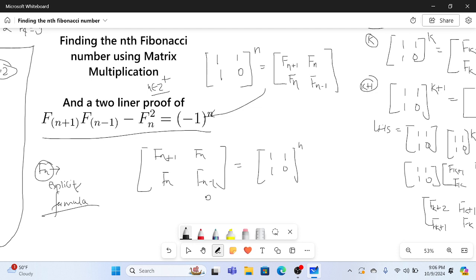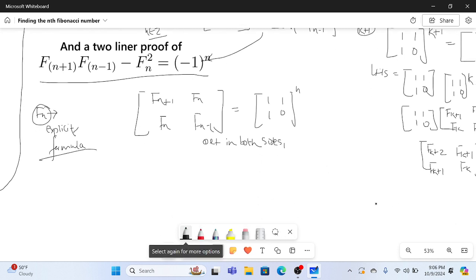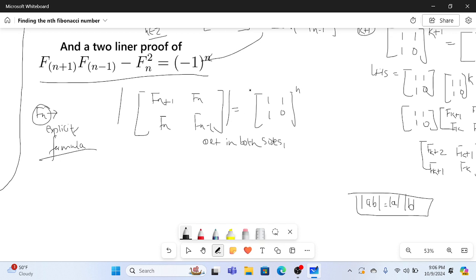Now if we take the determinant on both sides, what will we get? I think you know that the determinant of AB is equal to the determinant of A times the determinant of B, right? We will be using this property. If I take B as A, the determinant of A squared is just the determinant of A, squared. Similarly, if there were n A's, the determinant would be the determinant of A to the power n, right?